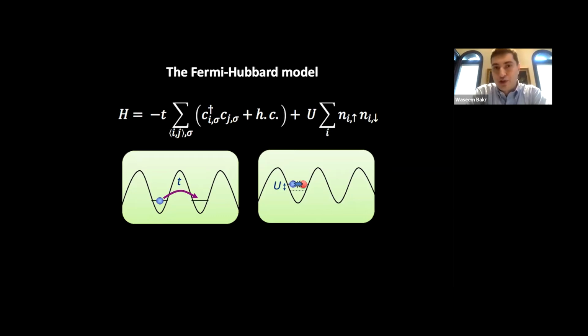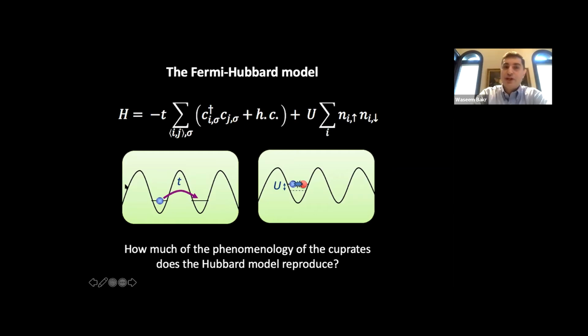And we can tune all the parameters of this Hamiltonian. So you can tune the interactions using these Feshbach resonances I mentioned. You can tune the tunneling by changing the well depth, the laser intensity essentially. You can tune the number of atoms in the lattice to tune the chemical potential. You can tune the temperature of the system with controlled heating. So you can essentially try to explore the full phase diagram of this Hubbard model. And the question we're posing is how much of the phenomenology of the cuprates does this model reproduce?